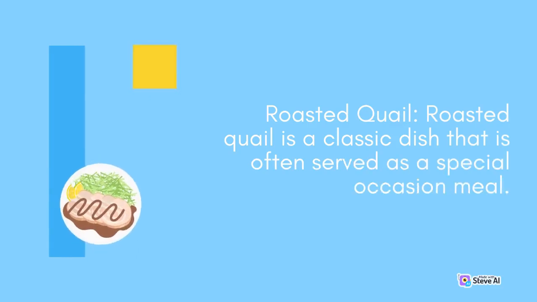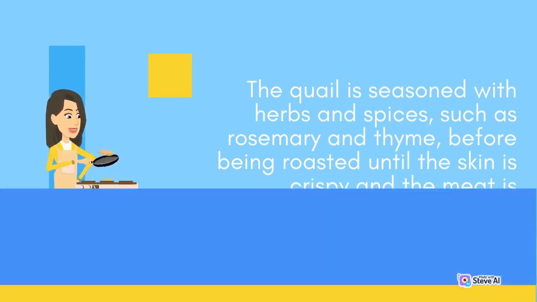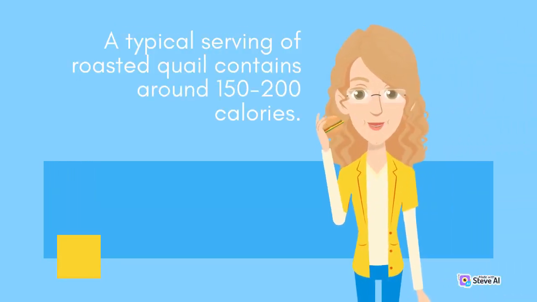Roasted quail. Roasted quail is a classic dish that is often served as a special occasion meal. The quail is seasoned with herbs and spices, such as rosemary and thyme, before being roasted until the skin is crispy and the meat is tender. A typical serving of roasted quail contains around 150 to 200 calories.